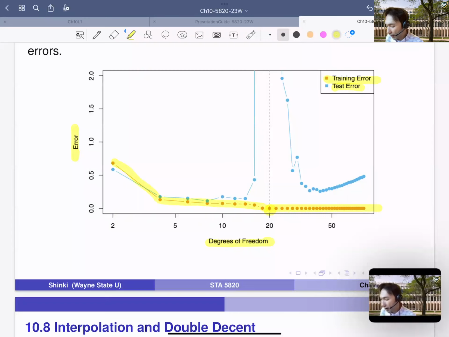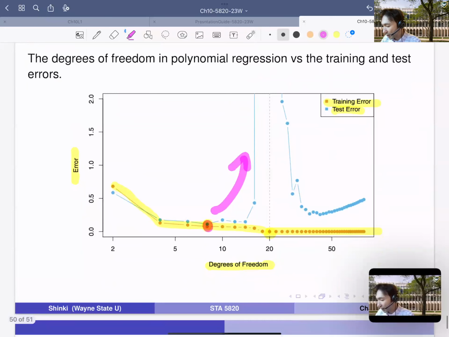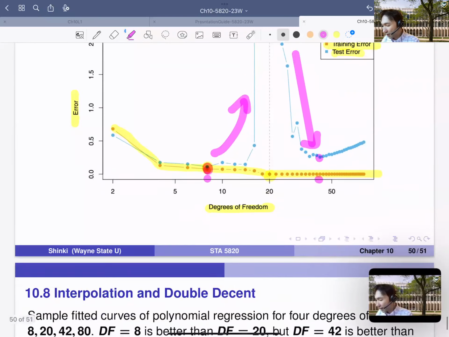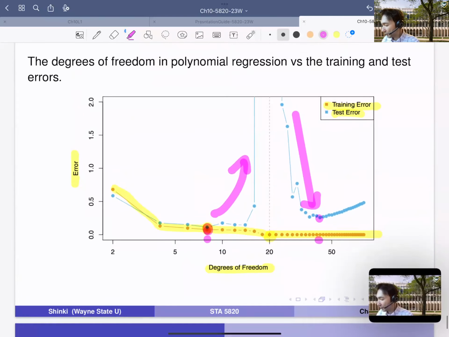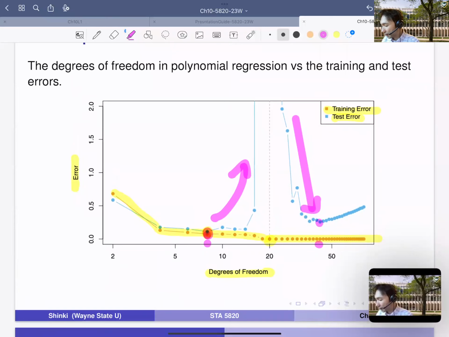And for the test error, we have some optimal point, probably around here. This has the smallest test error. And then it increases. But when the degrees of freedom becomes much larger, the test error gets smaller again. This point is not as good as that point, but still it's somewhat small. So this sometimes happens.